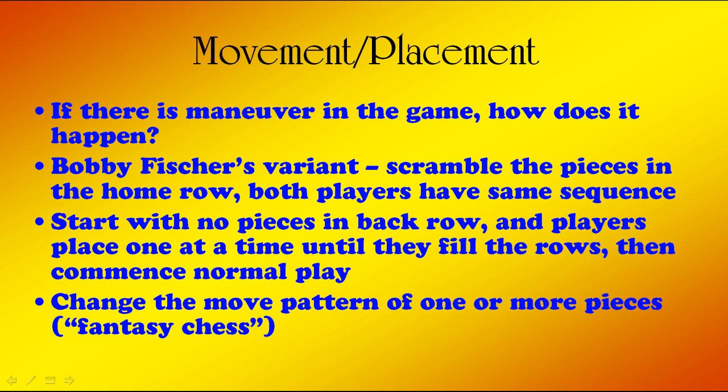The next structure is movement or placement. If there's maneuver in the game or geospatial relationships, how does that happen? Well, in chess we have Bobby Fischer's variant, where you scramble the pieces in the home row, the back row, and they're set up the same for both players. Fischer wanted to do that so that people couldn't rely on centuries of analysis of chess, because it would be a different position, and there are a lot of different starting positions when you do that.